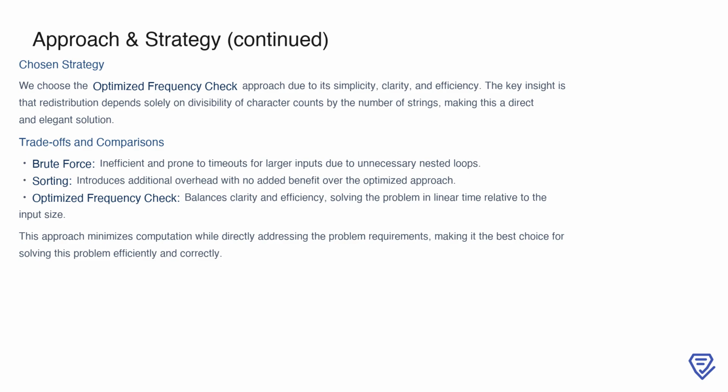The core insight is that redistribution relies entirely on the divisibility of character counts by the number of strings, which allows for a direct and elegant solution. When comparing the approaches, brute force is clearly inefficient due to its reliance on nested loops, making it impractical for large inputs. The sorting approach, while valid, introduces additional overhead without providing any advantage over the optimized method.